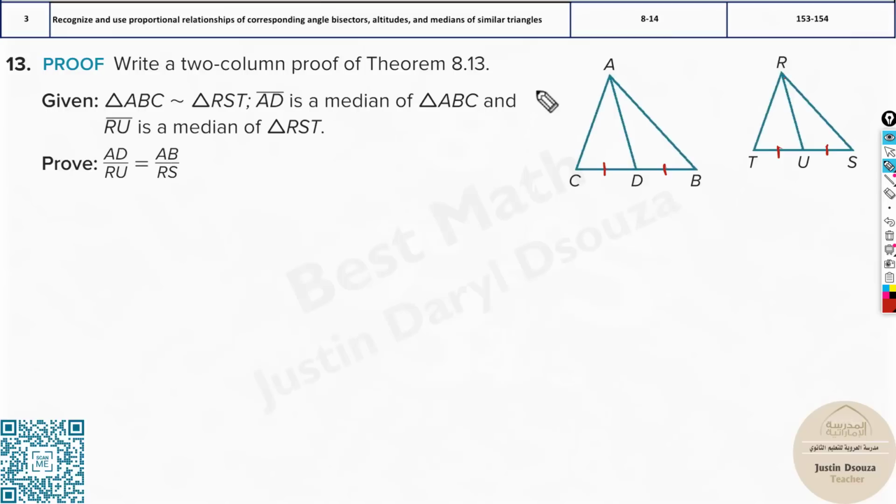Then what we have to prove is that AD, this median line, divided by RU will be equal to AB divided by RS. Okay, we are dealing with this side triangle. See the right one now. In the last problem we were dealing with the left. Now here with the right.